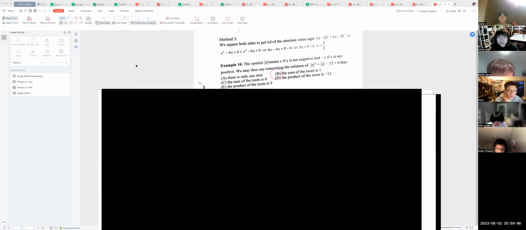So let's take a look at this one. It says the symbol |x| means x if x is not negative and negative x if x is not positive. We may then say concerning the solution of x squared plus |x| minus 12 equals 0: that there is only one root; the sum of the roots is 1; the sum of the roots is 0; the product of the roots is negative 12; or the product of the roots is 9. Which one is right? Okay.